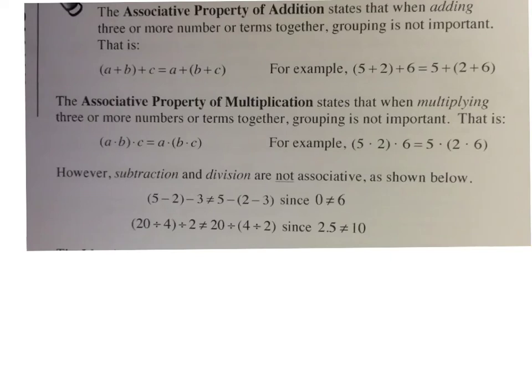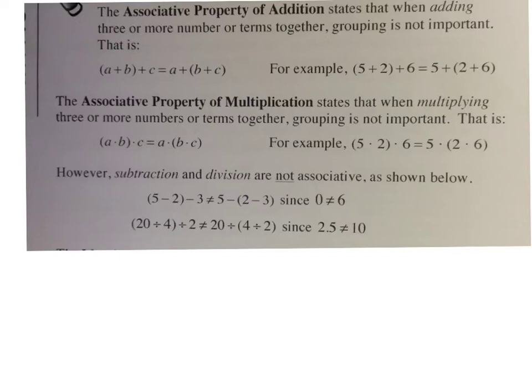All right, another property that we are going to talk about is called the associative property. The associative property of addition says that when you add 3 or more numbers, so this is working with more than 2 numbers, grouping is not important. So again, it kind of doesn't matter the order.